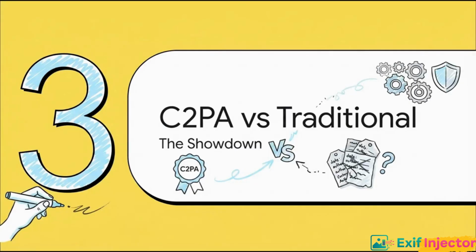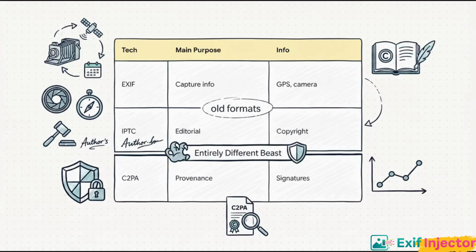Let's hit section 3, C2PA versus traditional metadata, the showdown. We really need to separate this modern provenance standard from the old formats we've been using for decades. Look, Exif is all about capture info, the GPS, the camera lens, the date. It's just technical data. IPTC is about editorial rights, the creator, the copyright. But C2PA, its main purpose is signed provenance. It contains cryptographic claims, assertions, and signatures. Honestly, one of the biggest mistakes you can make right now is treating every metadata technology as interchangeable. C2PA is an entirely different beast. It's designed to verify content origin and history, not just tell you what aperture your lens was set to.